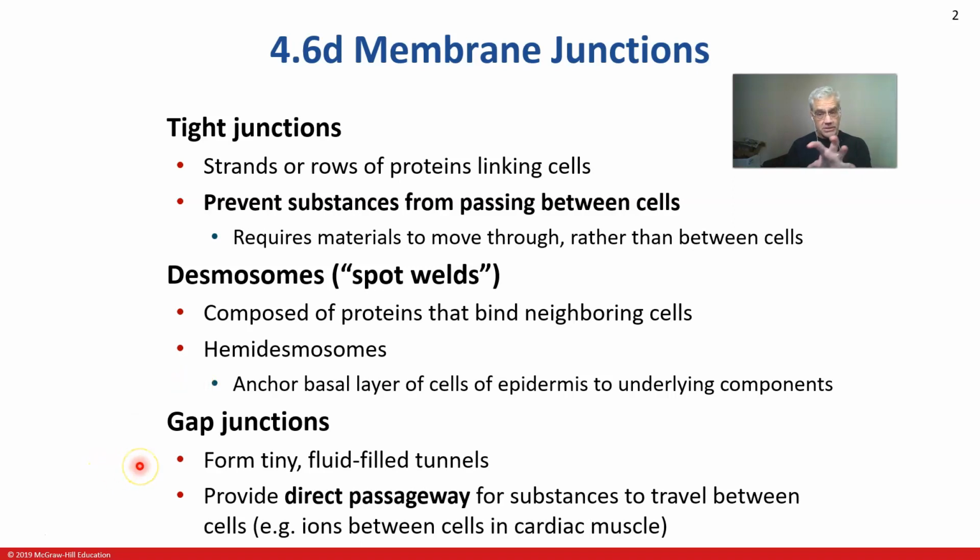Gap junctions are the only junction, let me emphasize this, gap junctions are the only junction that allow transfer of substances, ions typically, from one cell to another cell. Tight junctions do not allow that. Desmosomes do not allow that. All right, I want you to understand how the anatomy of these junctions relates to the physiology of the cells that have these junctions. All right, so we can move on.